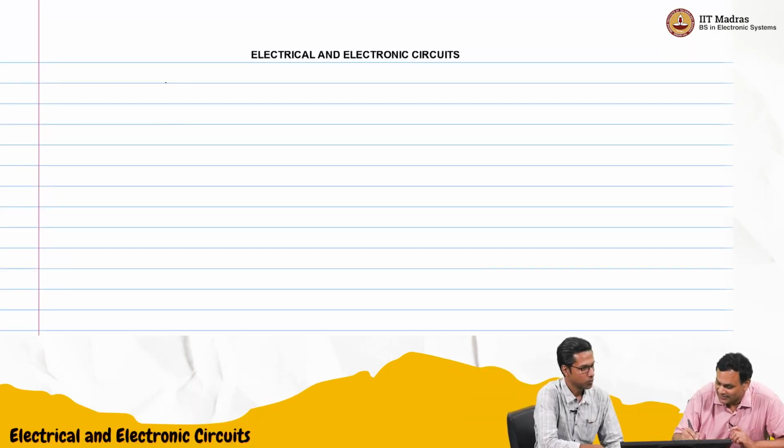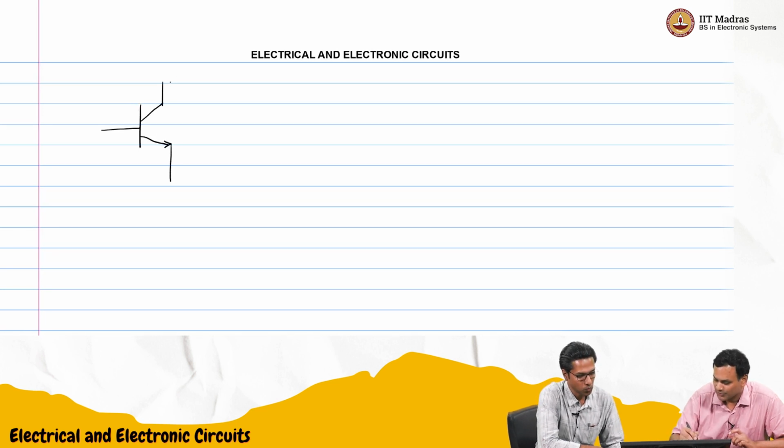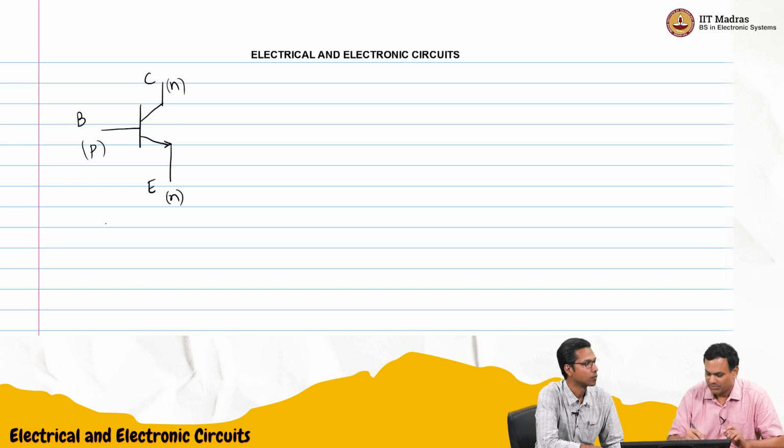So let's take the PNP transistor. PNP or NPN? We'll take the NPN, because that's what we have been seeing. Base, collector, emitter. The NPN BJT.